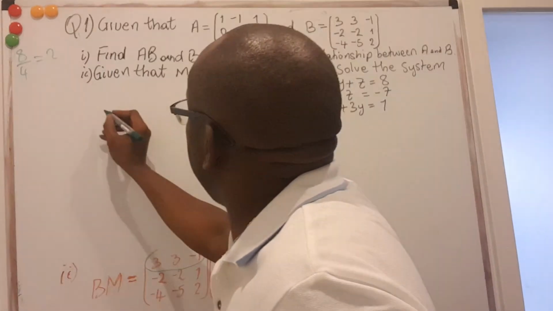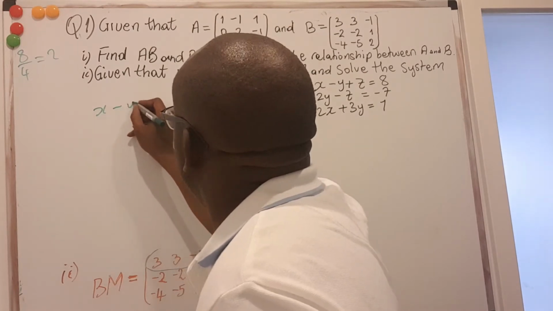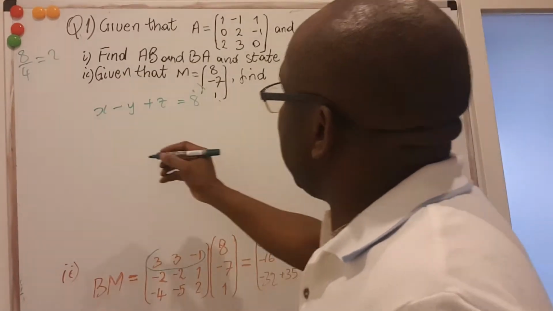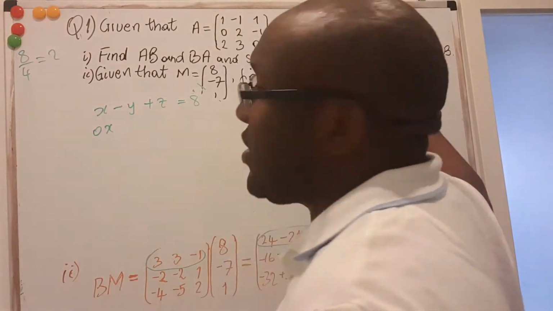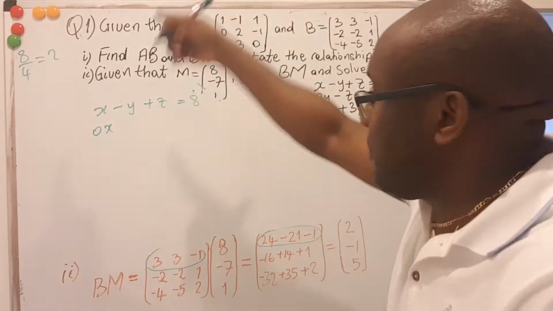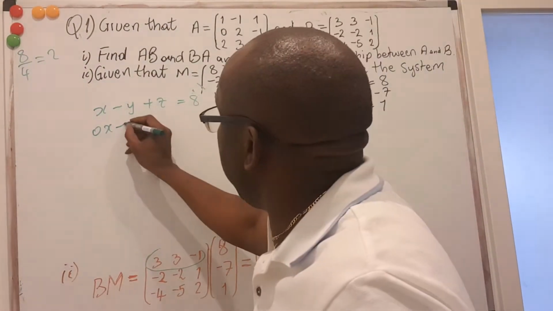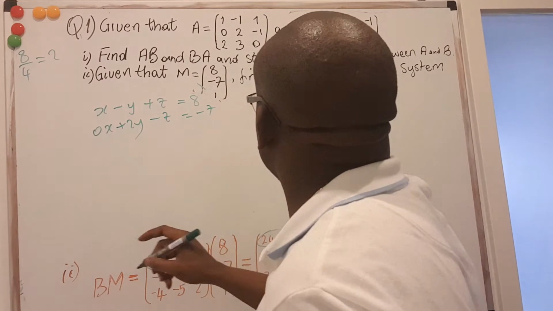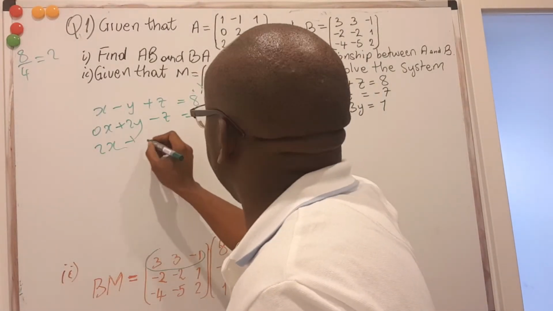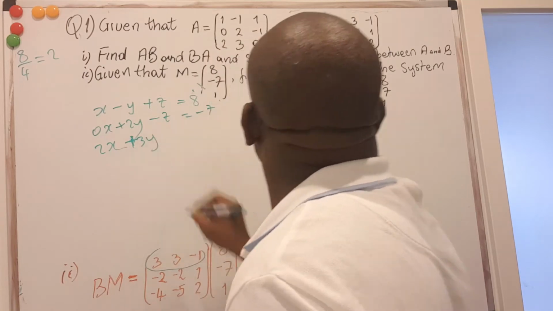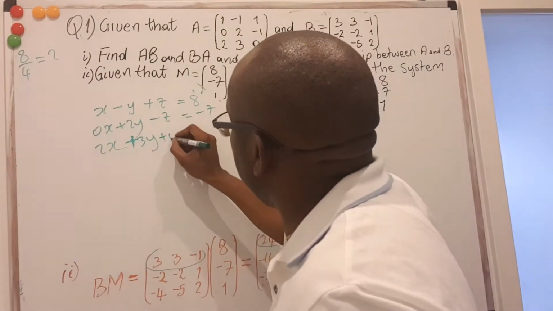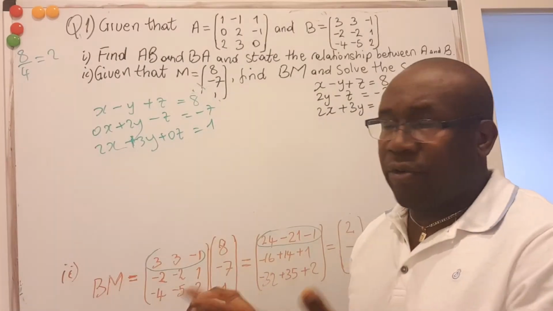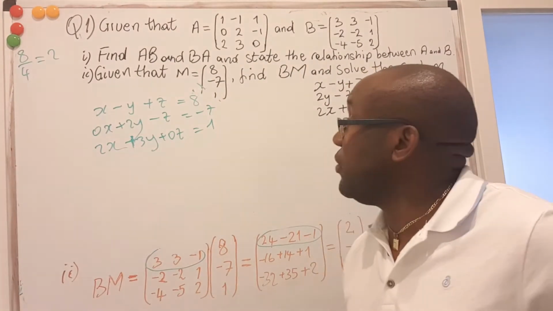So if I rewrite this, I will say this is x minus y plus z is equal to 8. And then, in the second equation, there is 0x here because there's no x in that equation, so I can force it so that my columns are well arranged. And then plus 2y minus z is equal to minus 7. And the last one is 2x plus 3y. There is no z there, so I also force the z: 0z is equal to 1. Because I know when you multiply a number by 0, it's 0, so it doesn't matter. We just use a beautiful 0.